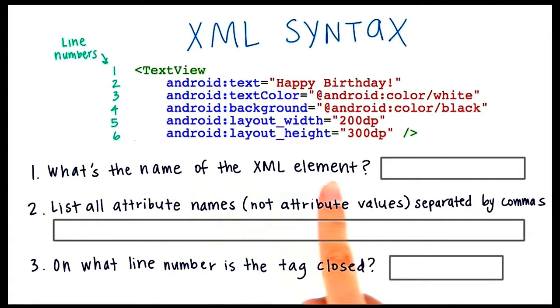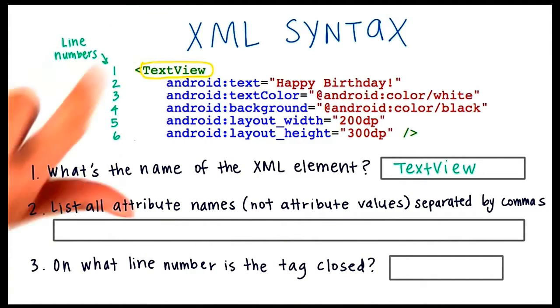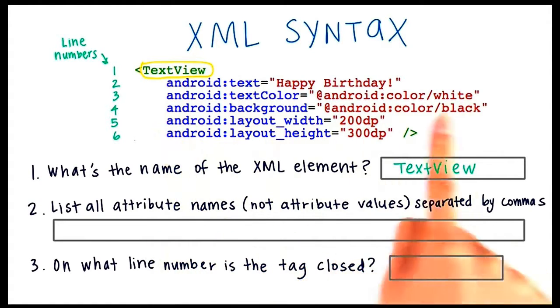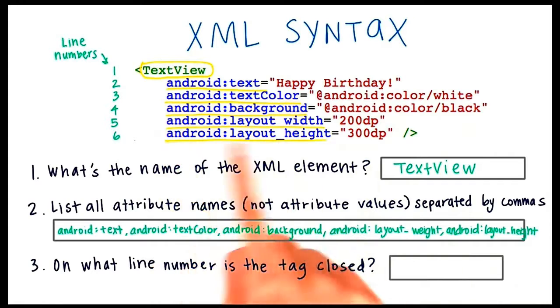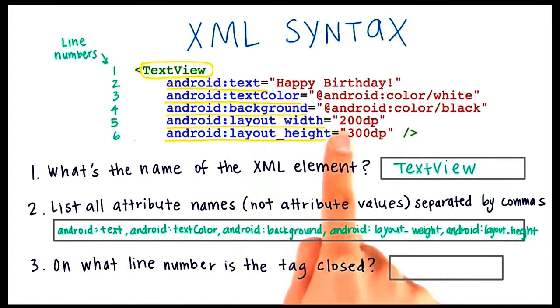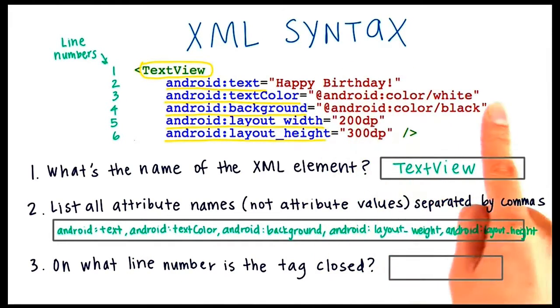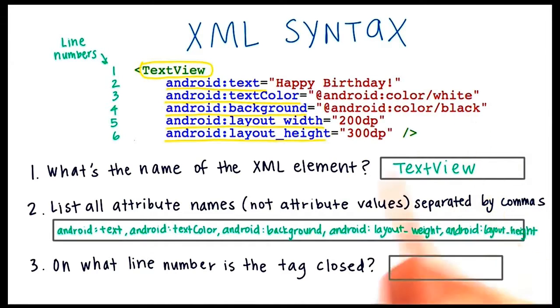The answer to the first question is that the XML element name is here, TextView. It follows the open angle bracket. Then all the attributes are below the XML element name, and I've underlined the attribute names here. They're on the left-hand side of the equal sign. They include android:textColor, and so on. If you put the attribute values like happy birthday or the color white or black, that's incorrect because those are the attribute values, and I was asking for the names.